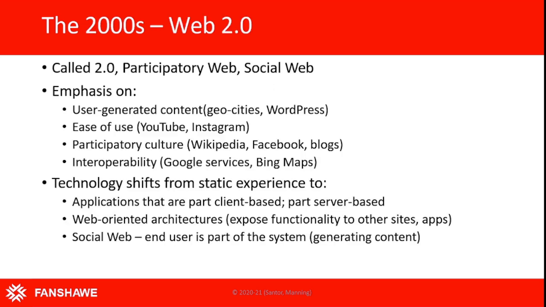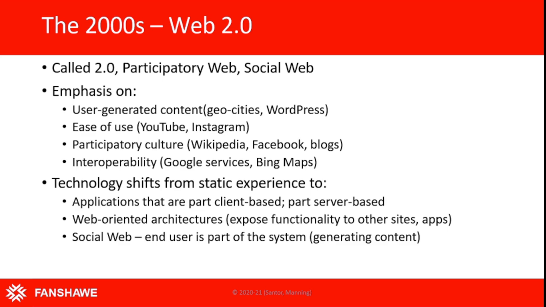In 2000, Web 2.0 was released. It's a participatory web, a social web. It emphasizes user-generated content, ease of use, participation, culture, and interoperability. The technology also shifted from a static experience to applications that are part client-based, part server-based: the web-oriented architecture and the social web, where the end user is part of the system, generating content.